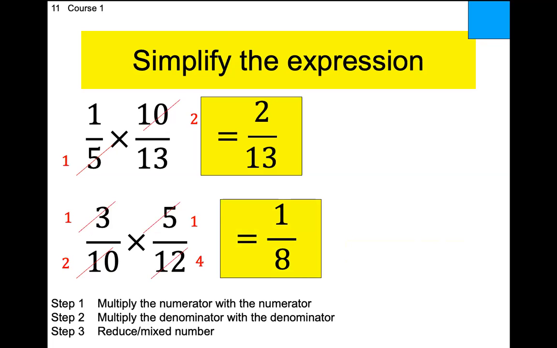Okay? This is called cross reduction. It is universally accepted as the easiest way of multiplying fractions. In fact, when you get to Algebra 1, no one even questions whether you should reduce.